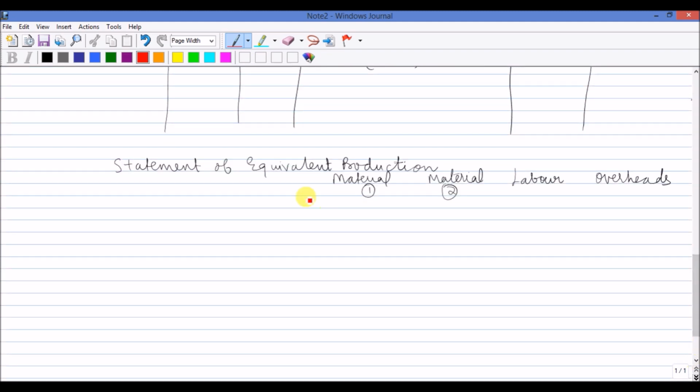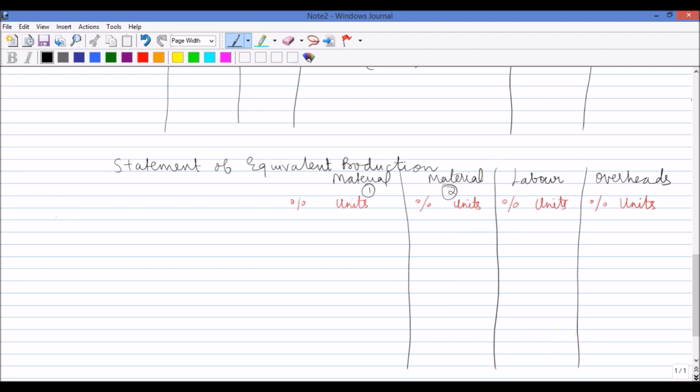And friends, here you need to write percentage and units. Here you need to write percentage and units, and then again percentage and units. Now we are going to do a difficult part, but I will make it simpler.